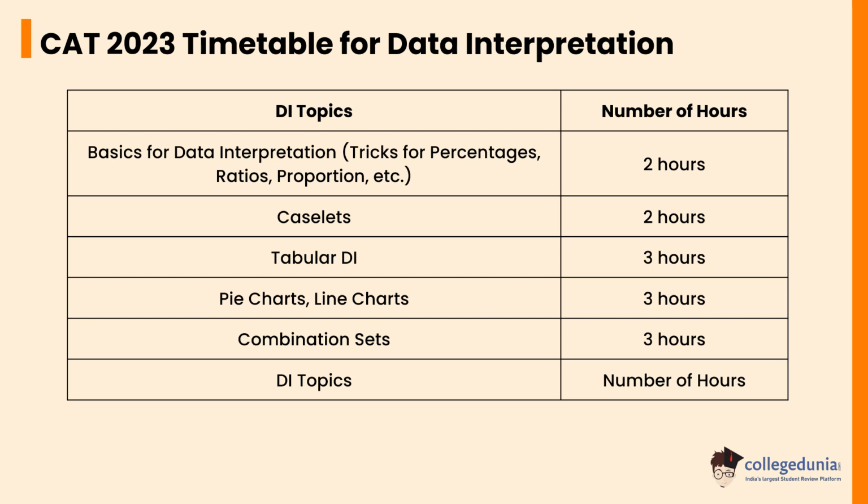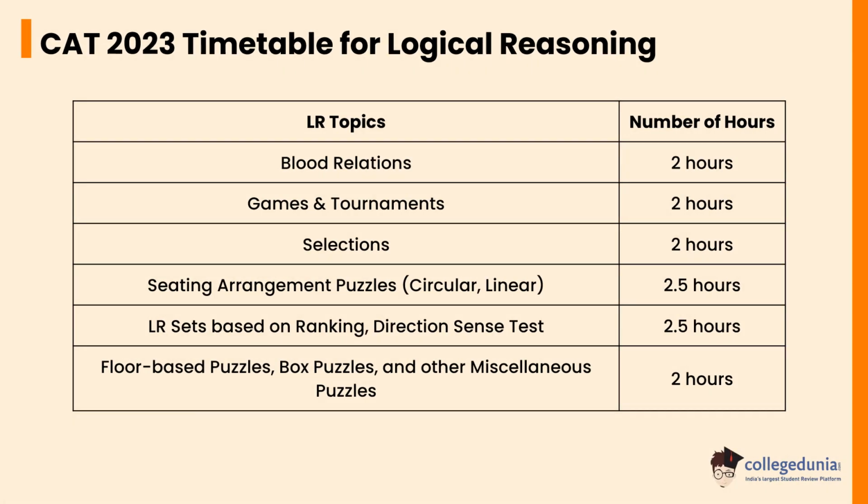Let's check the CAT 2023 timetable for data interpretation. Give 2 hours for basics of data interpretation, tests for percentages, ratio, proportion, calculations. Give 3 hours for tabular DI, pie charts, line charts, combination sets. Let's check the CAT 2023 timetable for logical reasoning. Give 2 hours for blood relations, games and tournaments, selections, flight based puzzles, box puzzles and other miscellaneous puzzles. Give 2.5 hours for seating arrangement puzzles, LR sets based on ranking, directions and tests.